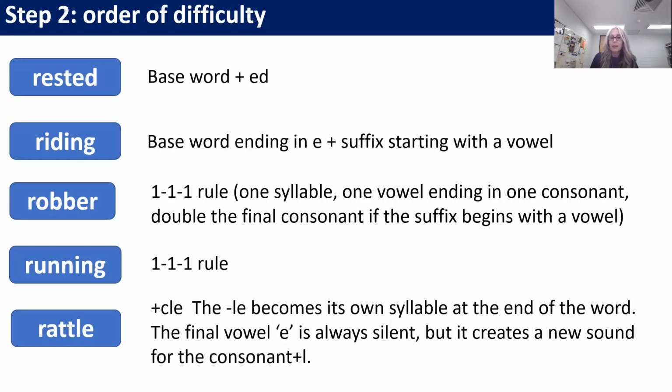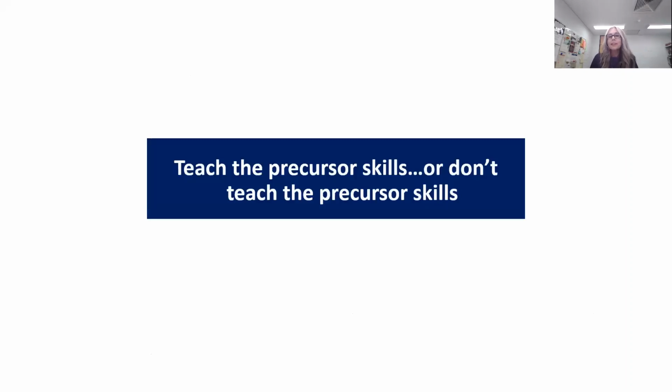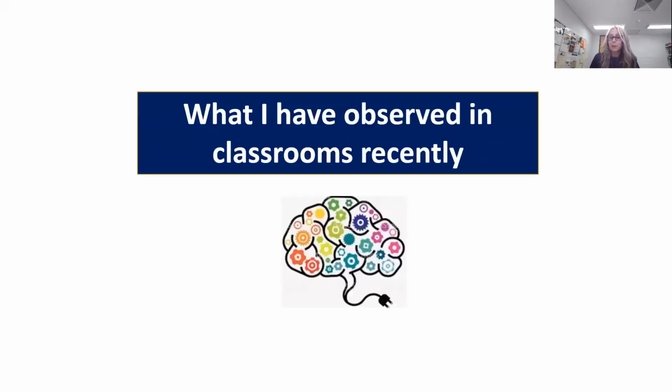And the consonant LE becomes its own syllable at the end of the word, and the final E is always silent, but it creates a particular sound, and there is indeed also a schwa in there. If you want to teach children what a schwa is, then they can apply this to this rule too. So you need to teach the precursor skills, or don't teach the precursor skills, which is what I often see in classrooms. This is what I've observed recently.